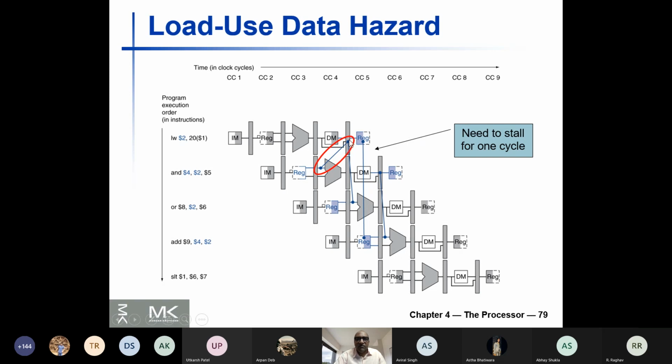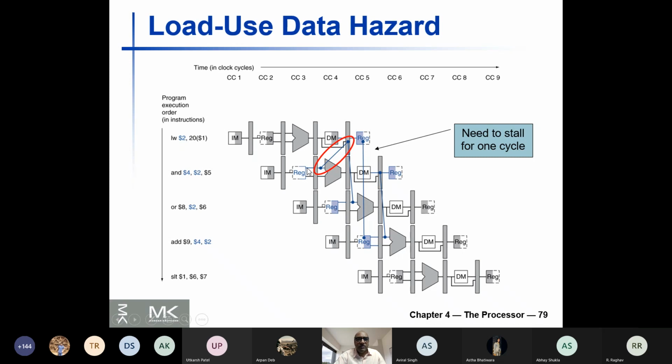But even for forwarding, the value or result is available from cycle 5 onwards. The load instruction will provide the data from the memory in cycle 5. But here in this AND instruction, we request that value in cycle 4 itself. So therefore, we cannot forward it, right? Because the value is available from cycle 5, but the same value is required at cycle 4. So we don't have that value, and we cannot forward it.